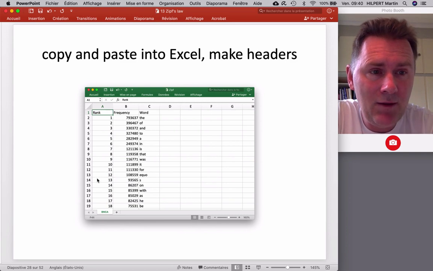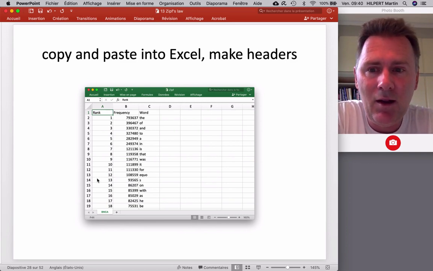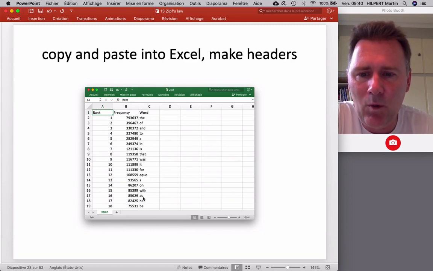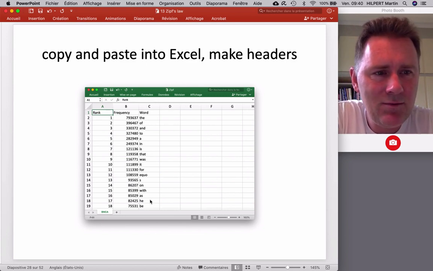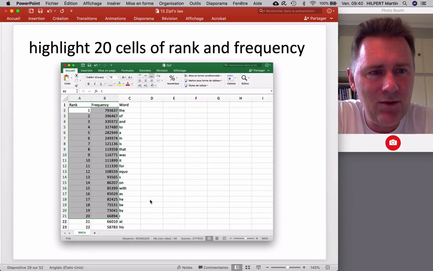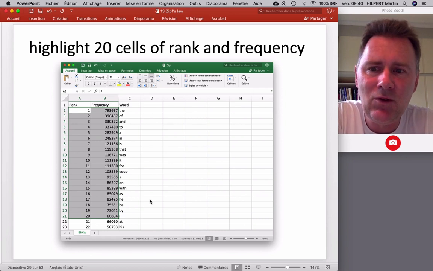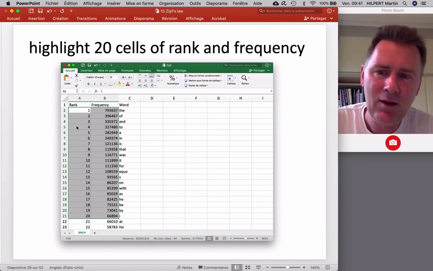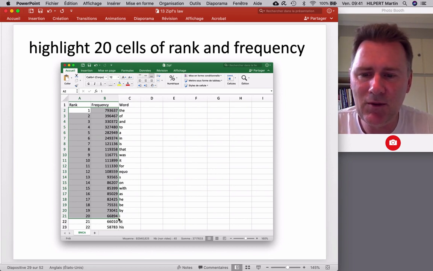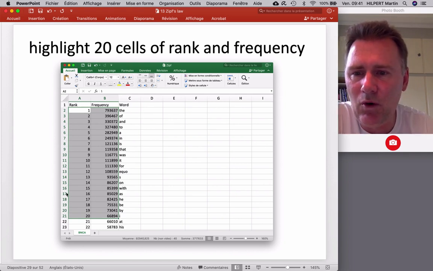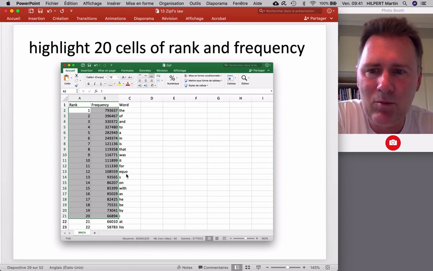And you can copy and paste this into an Excel file and then make nice headers so that you have the ranks, the frequencies, and the words in such a way that you can take a look, and of course do stuff with that data. So what I want you to do as a first little exercise is I want you to highlight the first 20 cells of the ranks and the frequencies. Okay, so you would click into the cell and then drag everything to the frequency of the word i so that you have these two columns grayed out for the first 20 or so rows.